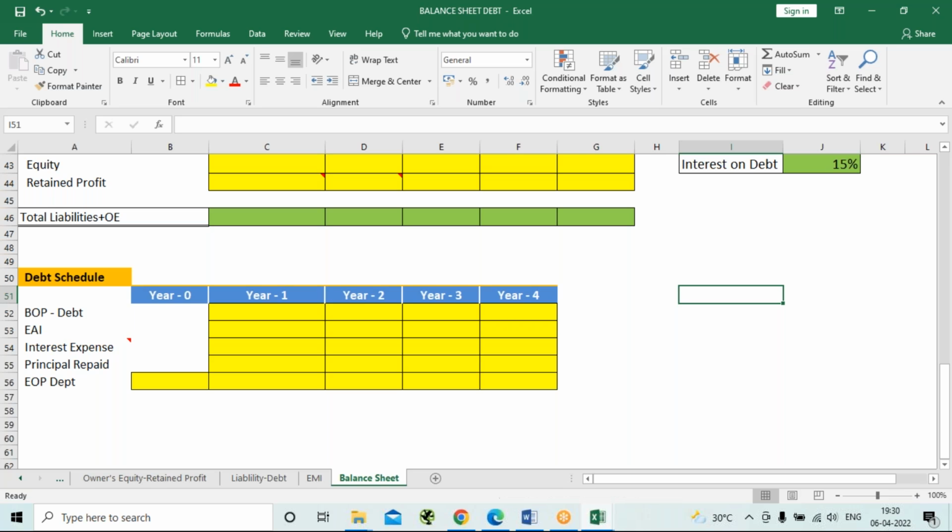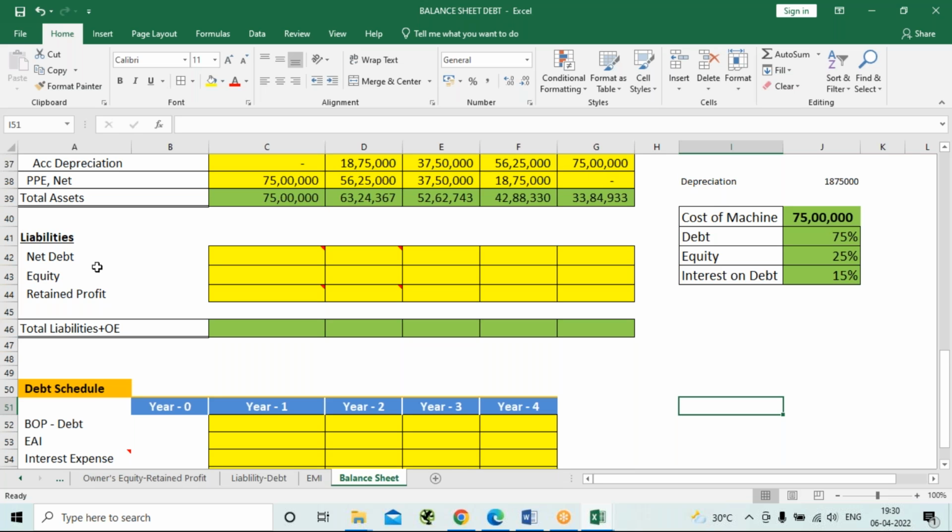Okay, so let me keep it like this. So the net debt, the value you have in the liabilities, has to be calculated based on the debt schedule values. So how do we create this debt schedule value?